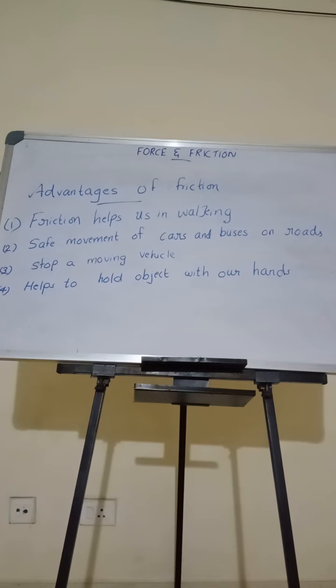Friction allows us to hold objects with our hands. It allows us to write on paper. It is difficult for us to write on smooth surfaces such as glass or polythene due to the absence of friction. There are many more advantages of friction. You can try to find them out.